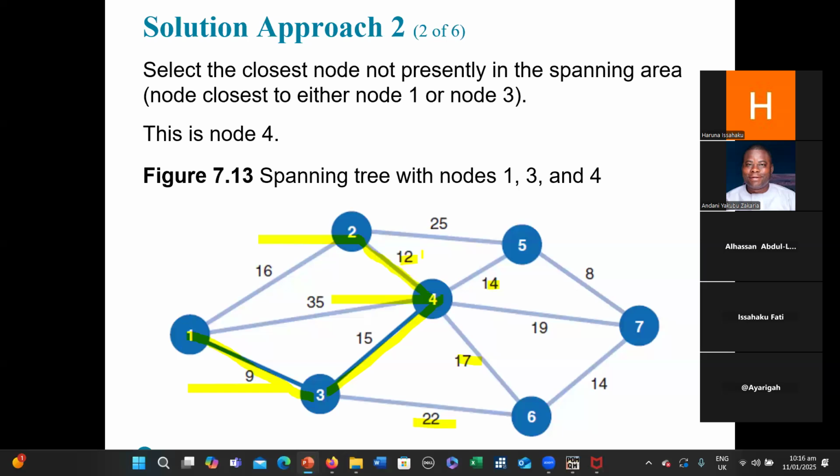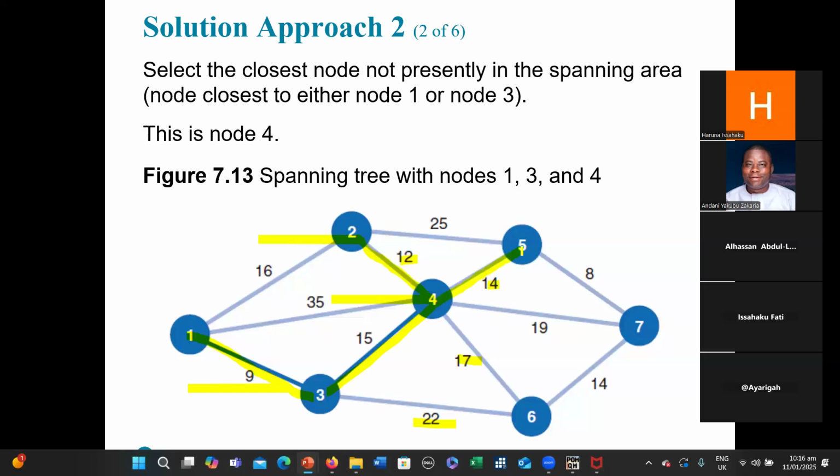because it's 12,000 feet. And from there again, you look at among all the other nodes not yet connected, which one is closest to the spanning tree. And you see from here is 4 to what?